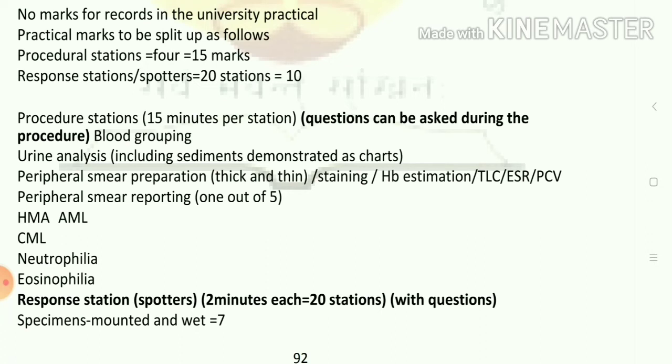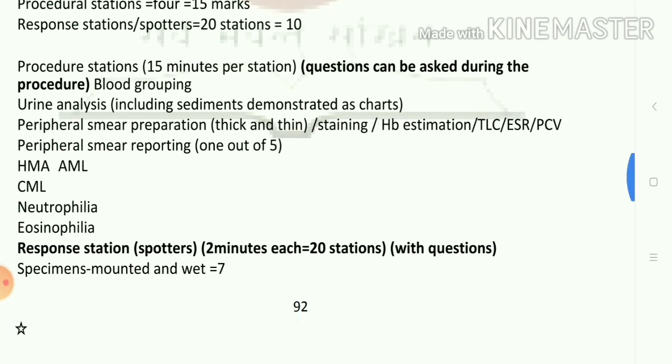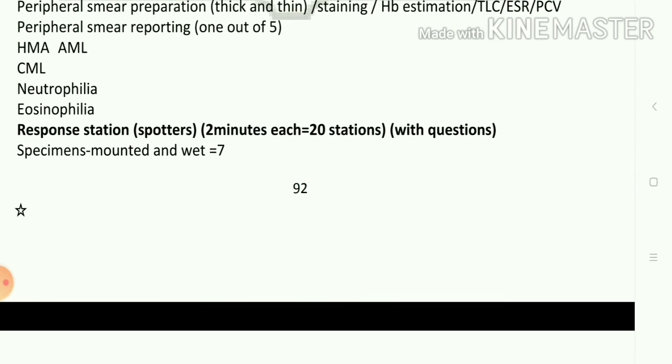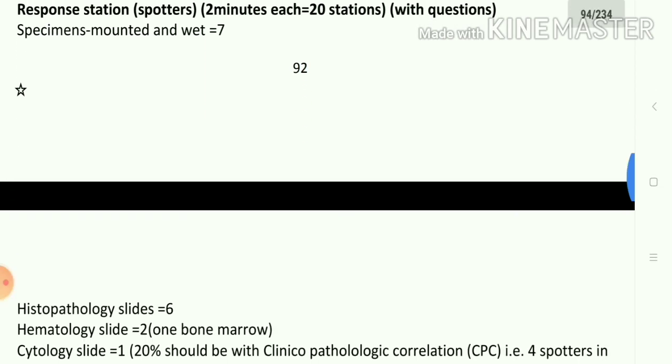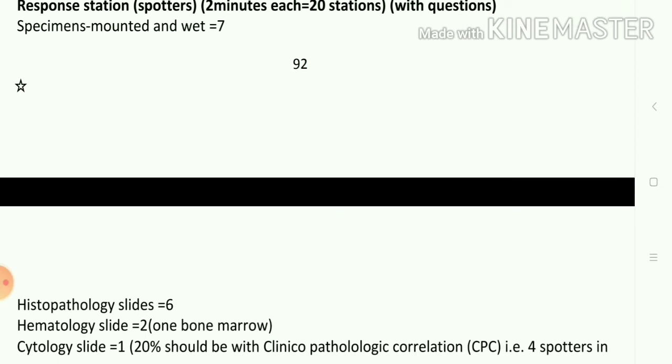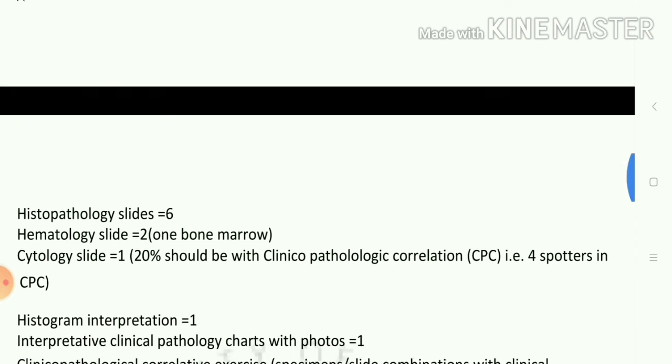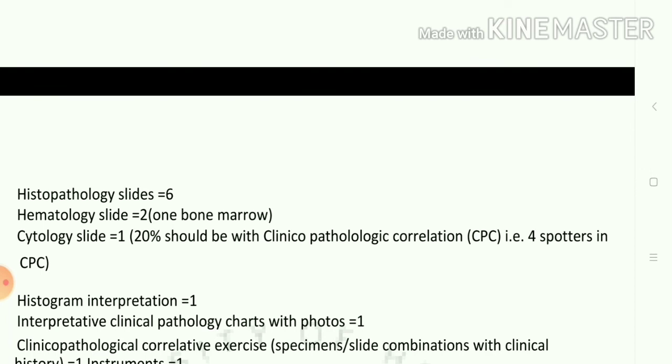Then for response stations, that is spotters, 2 minutes each, 20 stations with questions. Specimen mounted and wet 7. Histopathological slide 6. Hematology slides 2, 1 bone marrow. So bone marrow will be there. Cytology slide 1. 20% should be with the clinicopathological correlation, that is 4 spotters in CPC.